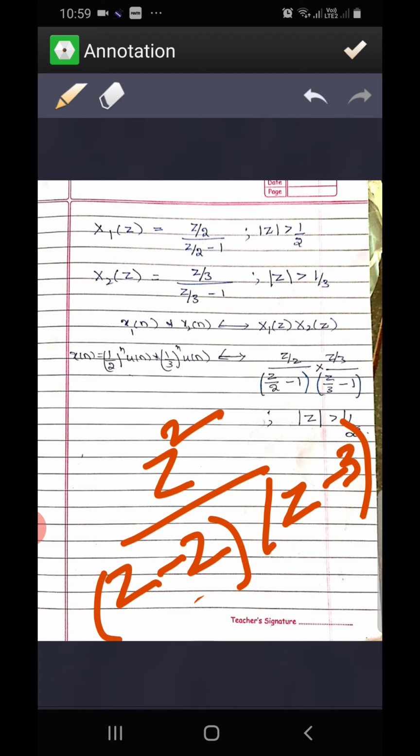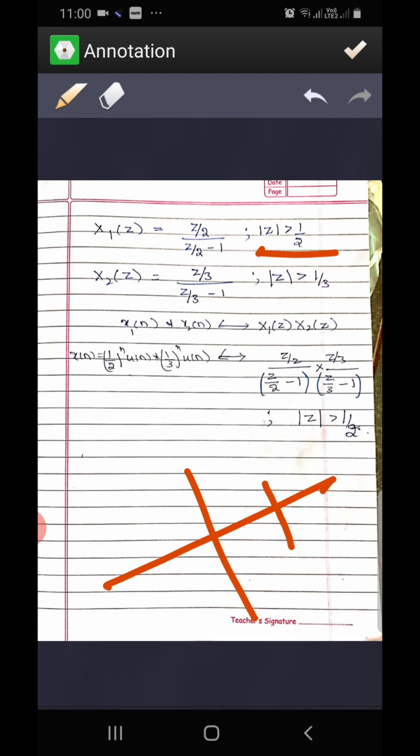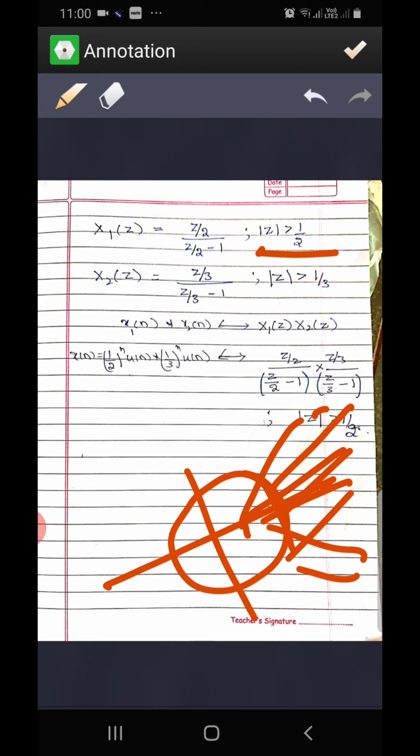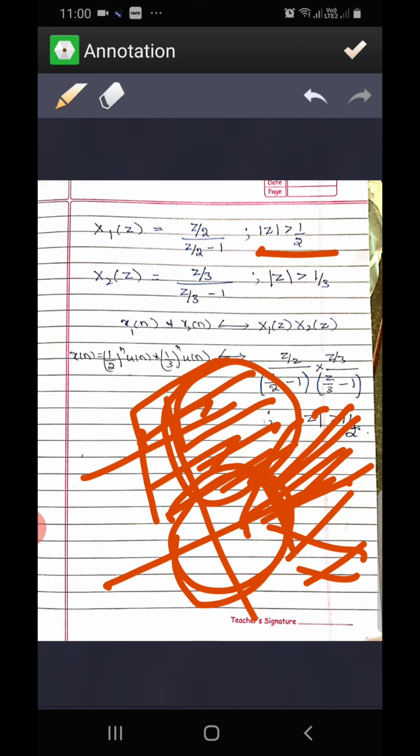Why? If you see the ROC of the first function, it is z, and 1 by 2 is nothing but 0.5, so it is greater than 0.5. And for the second function it is greater than 1 by 3, so the common region will be greater than 1 by 2. Therefore the ROC will be mod z greater than 1 by 2. So the common region you have to take: one is 1 by 2 and one is 0.3, so greater than 1 by 2 and greater than 0.3. So z greater than 1 by 2 is the common region you have.